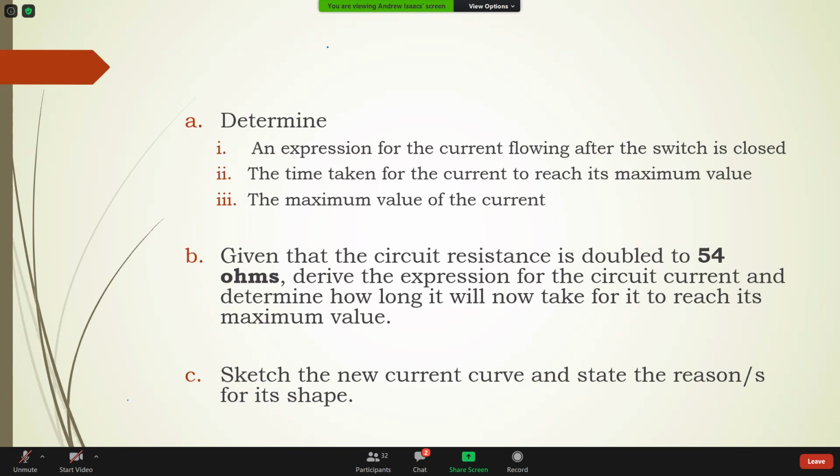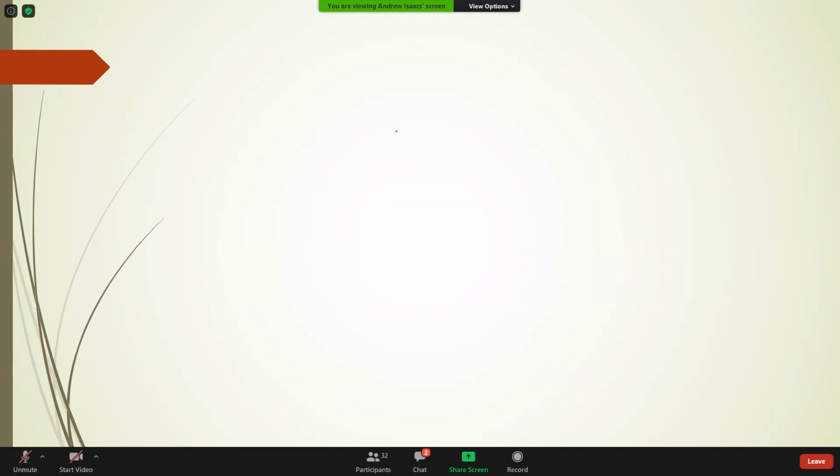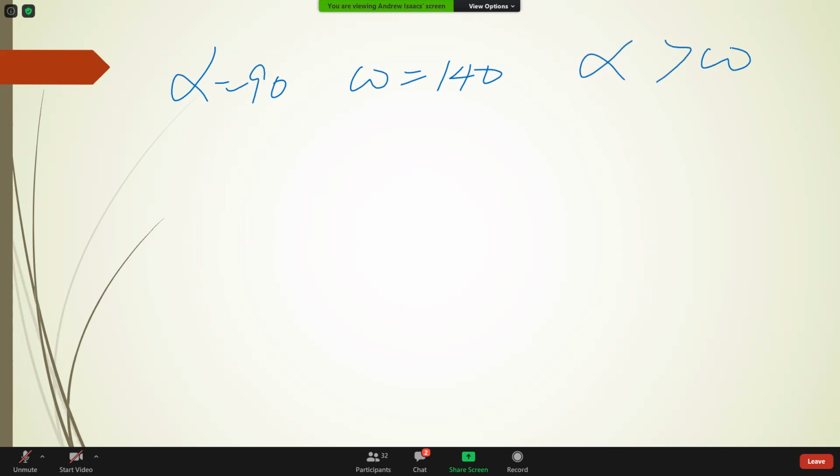Sir, alpha is 90 and omega is 140. Yes, sir. Alpha 90 and omega 140. Okay, and there's agreement. So alpha 90, omega 140. So what's the relationship? Alpha is less than omega, so the circuit is underdamped. Okay, so alpha is less than omega, so we're dealing with an underdamped circuit.